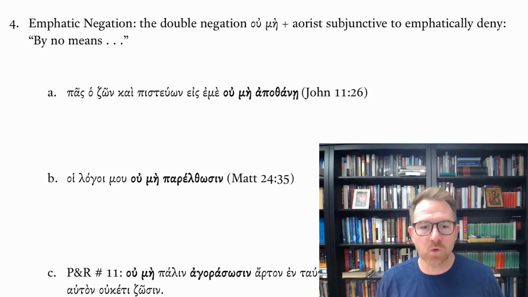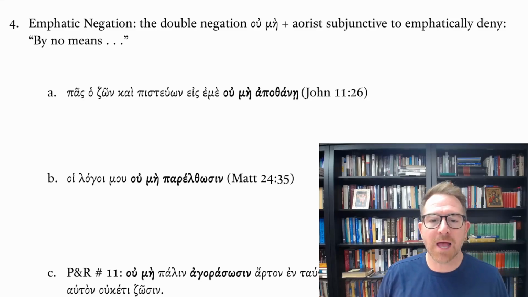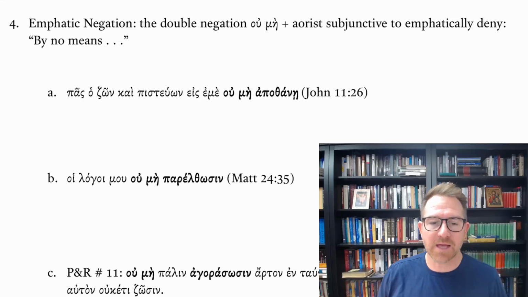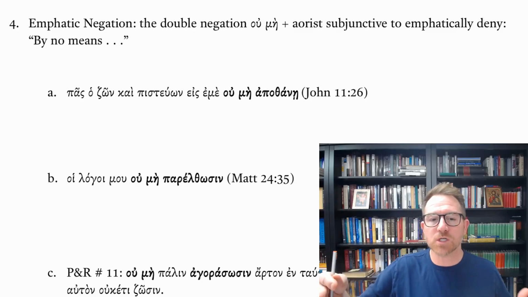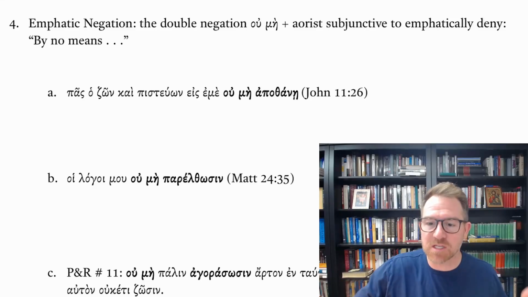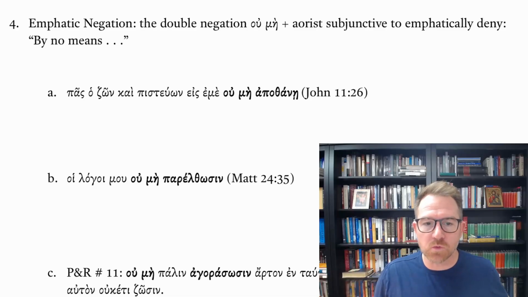Hoi lagoi mu, ume para elthosin. This is Jesus in Matthew 24, the Olivet Discourse. My words by no means shall pass. And again, even though we're in the aorist, that subjunctive means we're talking about the possibility. So the question, shall the words pass? No, by no means. The question in John 11:26, which isn't a question, but it's a negation. It's emphatically denying this possibility. By no means will those who live and believe in me die.